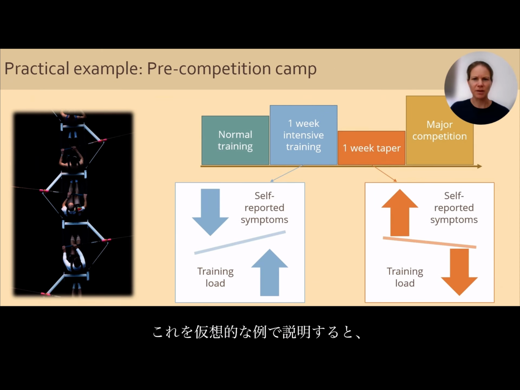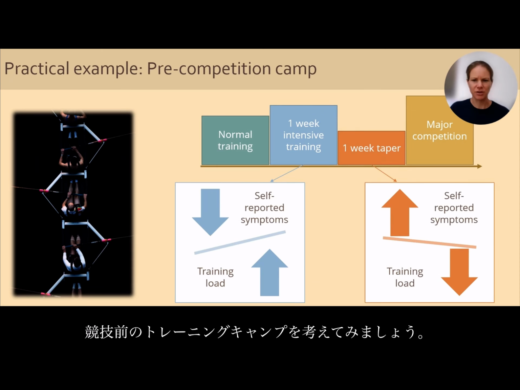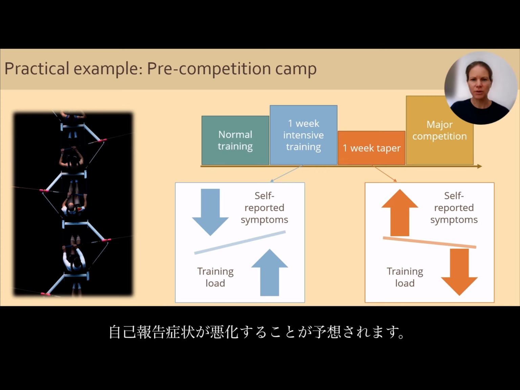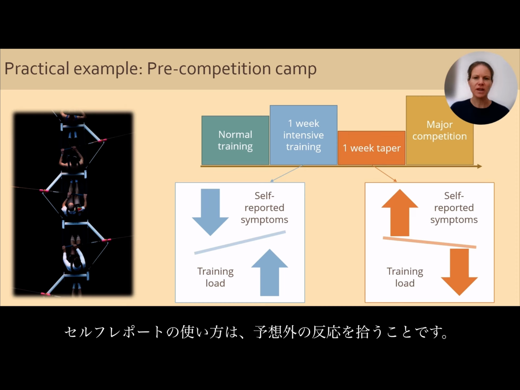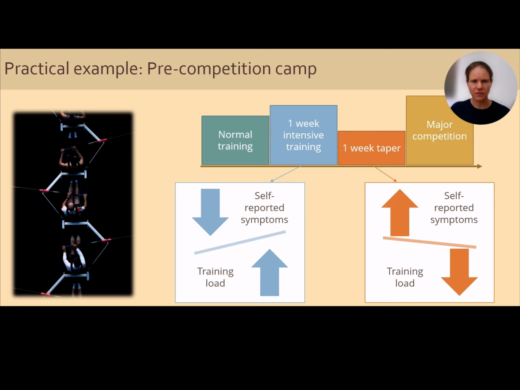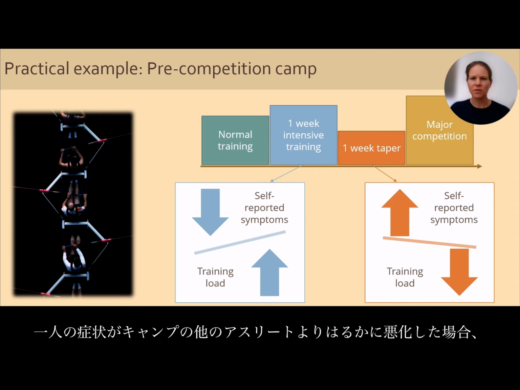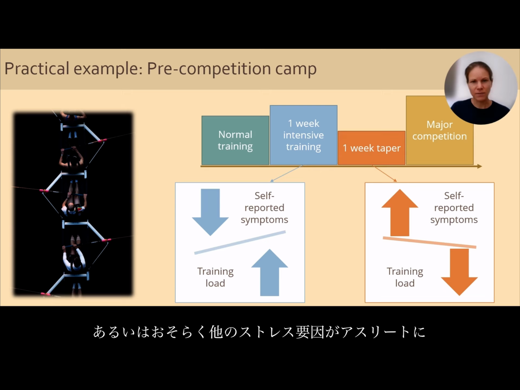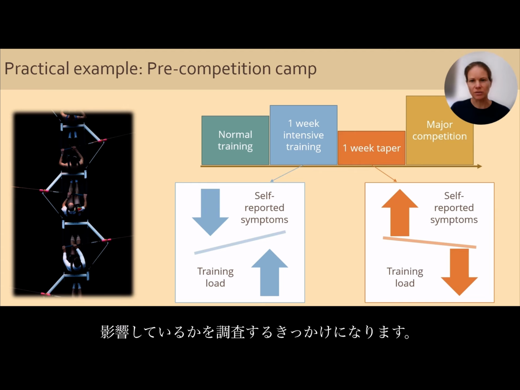To put this in a hypothetical example, let's consider a pre-competition training camp. With a week of intensive training, plus the stress of the training camp environment, we would expect self-reported symptoms to get worse. If this is the expected response, how you can use self-report is to pick up the unexpected response. For example, if one athlete's symptoms get a lot worse than other athletes at the camp, this can prompt you to investigate if the training is excessive for that individual athlete, or perhaps there are other stresses affecting the athlete which you should be aware of.